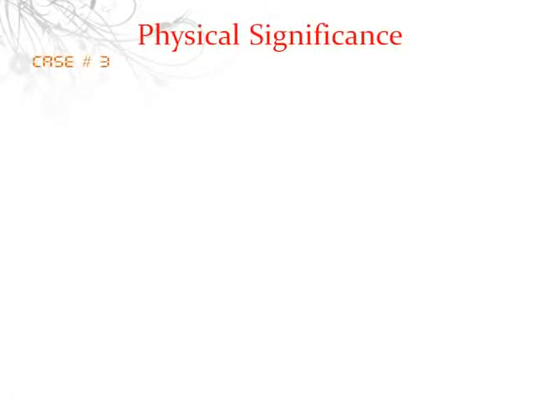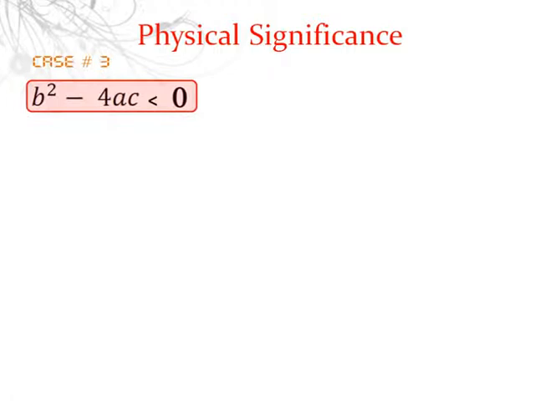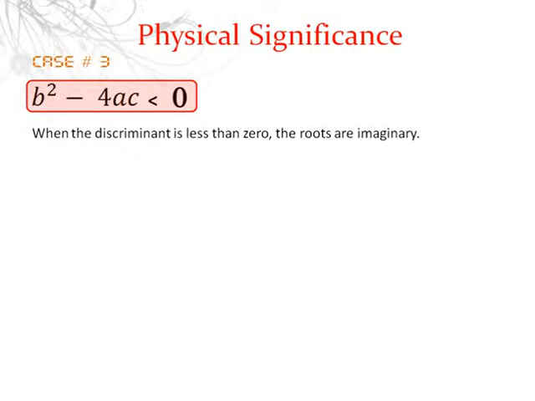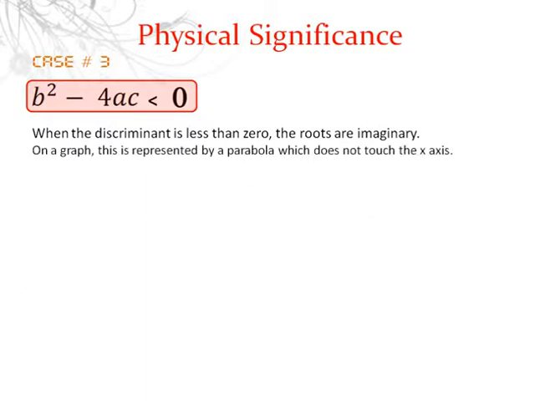Case number 3, that is the discriminant or the quantity b square minus 4ac is less than 0. When the discriminant is less than 0, the roots are imaginary. What I mean by this is, it cannot be represented on a real number line. On a graph, this is represented by a parabola which does not touch the x-axis. So if a parabola does not cut the x-axis at all, the values of x satisfying the parabola are imaginary because they do not exist physically.